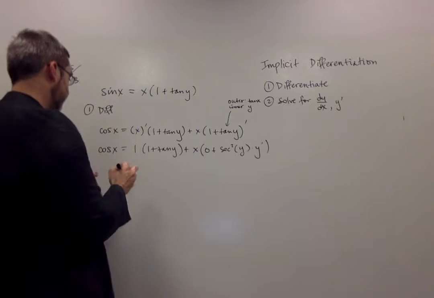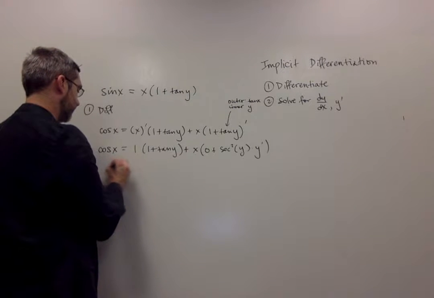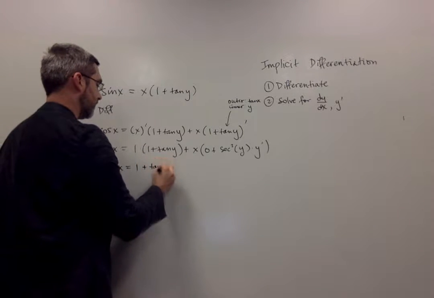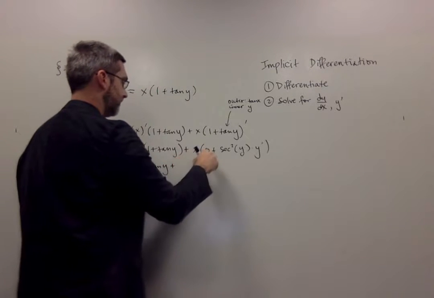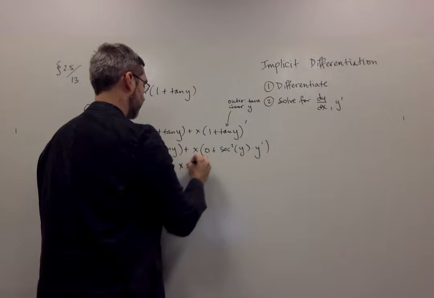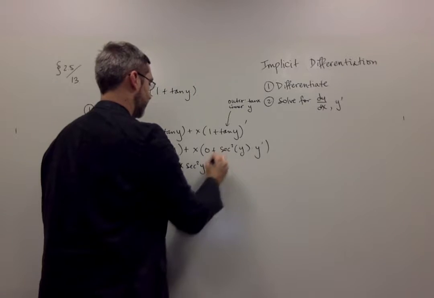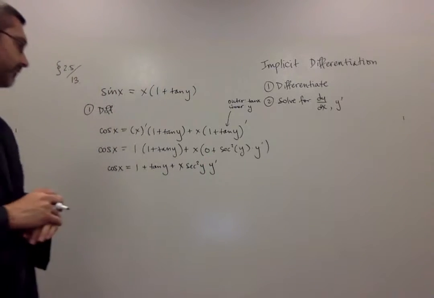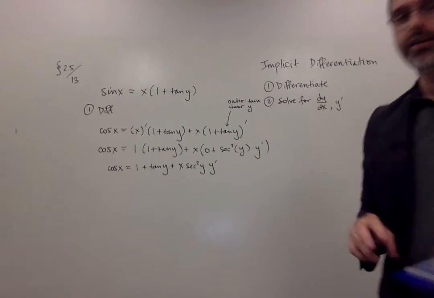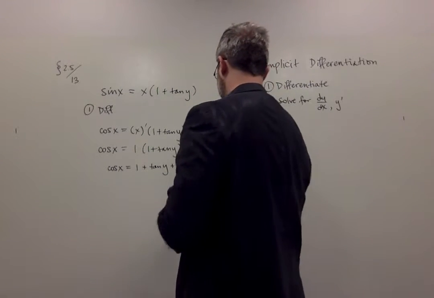So maybe cleaning it up just a little bit before we try to solve. We've got 1 plus tangent y, plus this 0 goes away, and I really just have x times secant squared y times y prime. Okay, and the thing, we talked about this in class, the thing I'm solving for here is y prime.